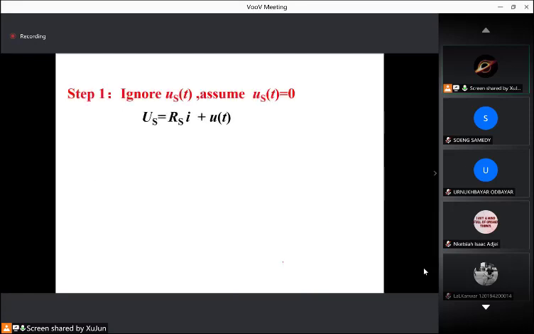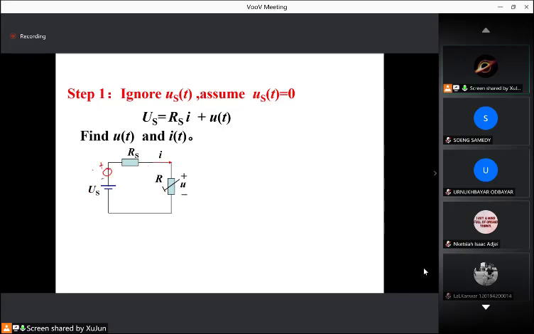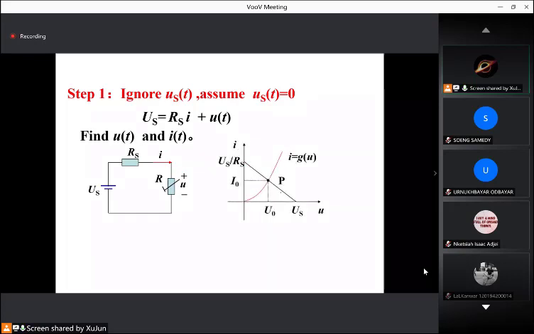Step 1, we assume there's only one source working alone. Only the DC works, the AC does not work. We assume the AC is 0. Then we can find the U and I at first. This straight line means this part, the Thevenin part, calculated. This red line means the nonlinear part. The cross point is the solution.